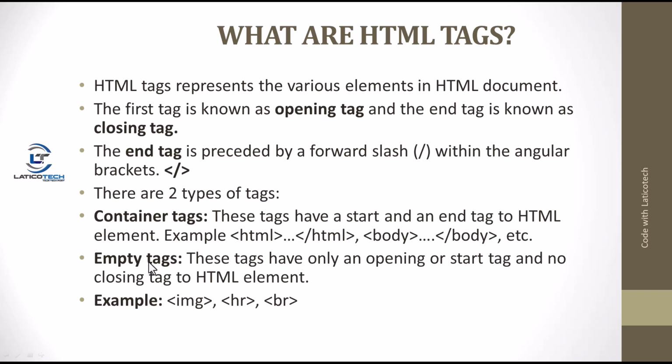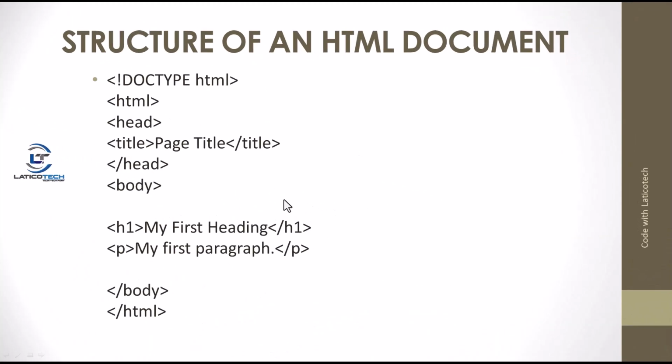With the empty tag, it only has one opening tag, or only a start tag. It doesn't have a close tag. So this is an example. IMG doesn't have a close tag, and HR also has that one. Then BR also doesn't have one. IMG is to get an image, HR for a horizontal line, and BR to break lines, to give a space between lines. Then let's look at the structure.